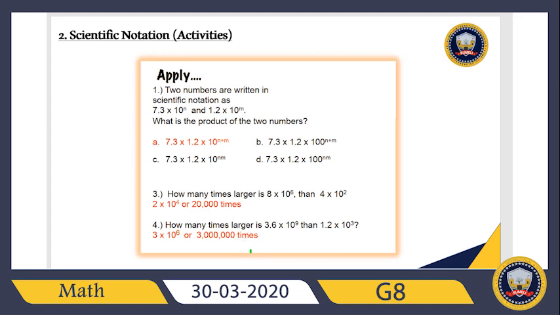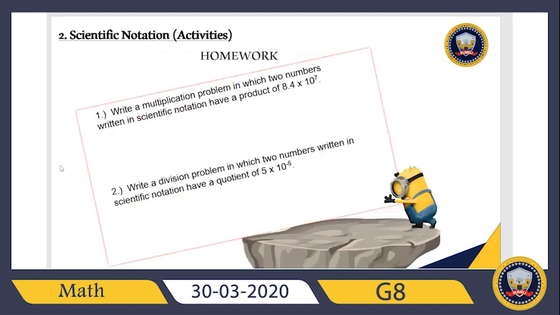All right, guys, let's check this homework. I want you to write a multiplication problem. You imagine or make up a problem yourself that has an answer of 8.4 times 10 to the power of 7. Write any problem. Use your imagination. The second one, you are also going to write a division problem. You choose any problem, you write it, that has a division solution equal to 5 times 10 to the power of minus 5.